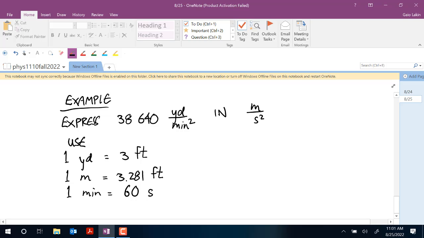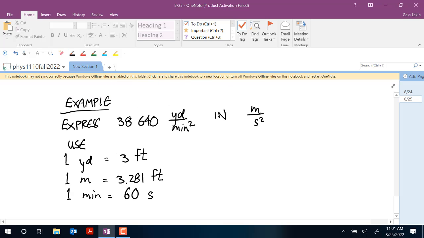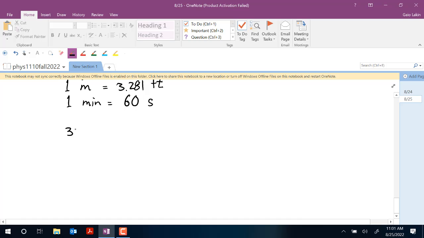Okay, so that means that we're going to have to do it in 2 steps. We're going to have to multiply by something that goes from yards to feet, and then we're going to have to multiply by something that goes from feet to meters. Okay, and we can still just keep doing it all in one line. So we'll start out with 38,640 yards. In the denominator, we have minutes squared. And in order to make that clear to ourselves, remember minutes squared just means minutes times minutes. So let's write those out like this.